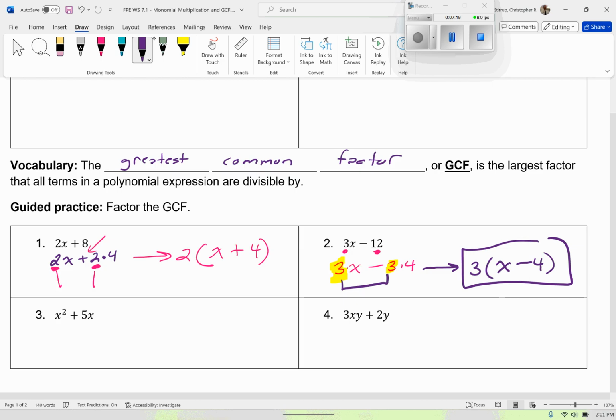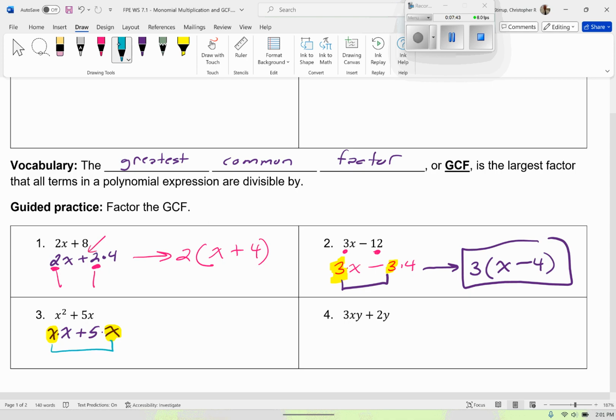Number 3, I have x squared as one of my terms, and then I have 5x as my other one. Do you feel comfortable that x squared is x times x, and then 5 times x is 5x? Agree? Cool. That's it. So taking it apart.